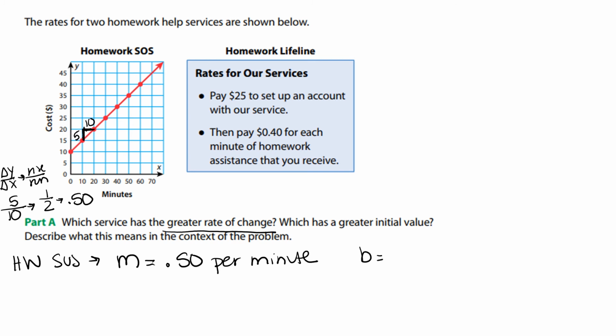The initial value is where the graph starts. The graph starts down here at 10, and so that is our initial value. There's a $10 fee first, and then 50 cents per minute.